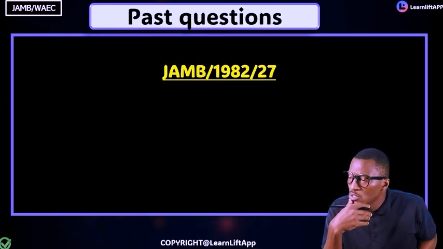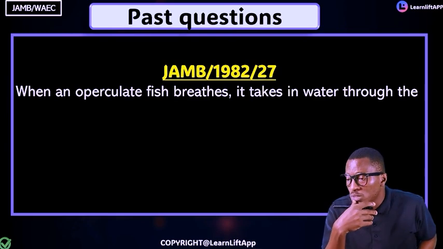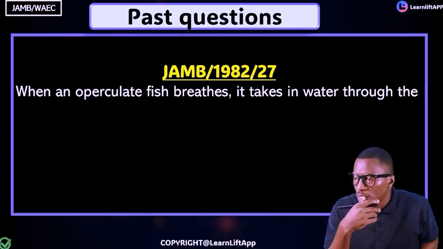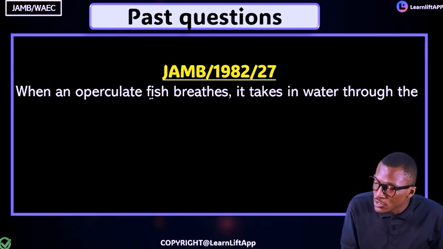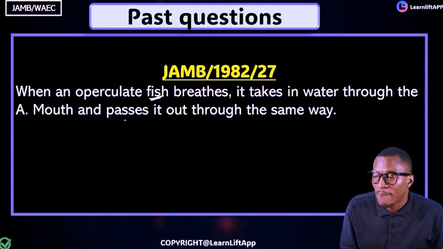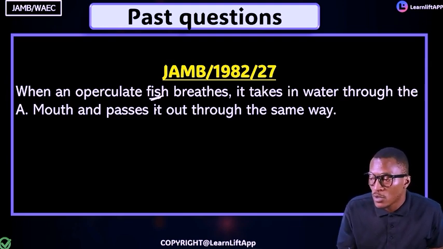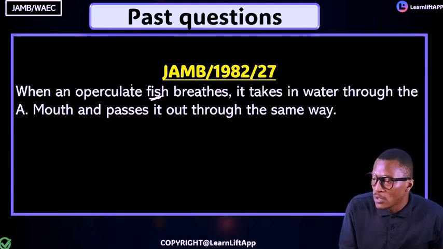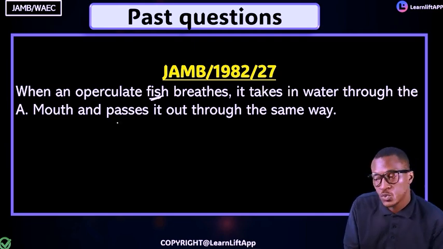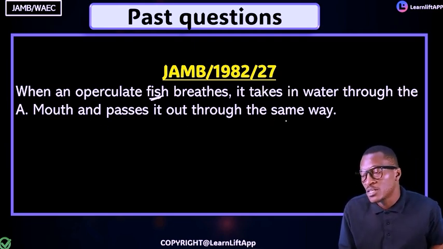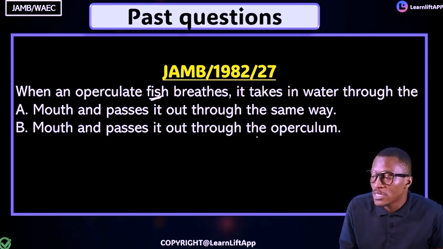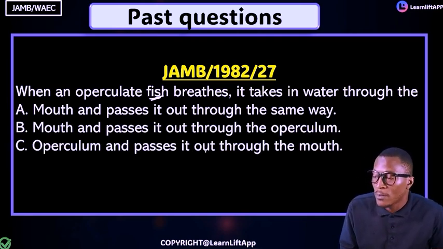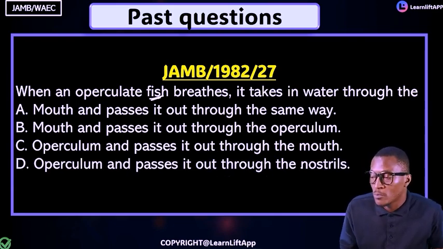Quickly, let's see more questions. JAMB 1982 question 27. When an operculate fish breathes, it takes in water through how, in fish, how does oxygen move? Option A say mouth and passes out through the same route. Does water pass through the same route? Option B say mouth and comes out through the operculum. C say operculum and comes out through the mouth, and D say operculum and comes out through the nose.